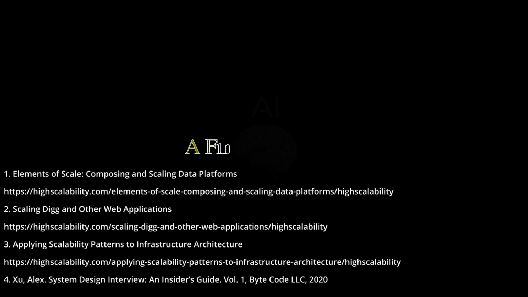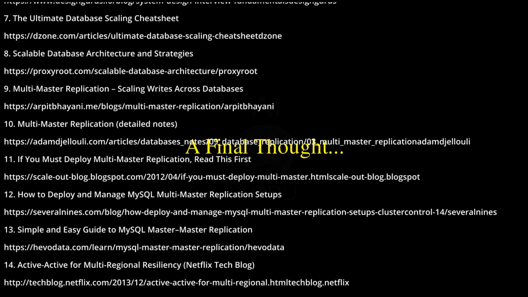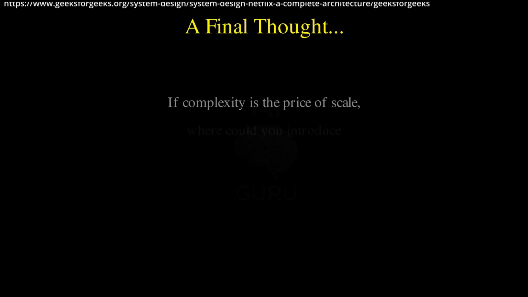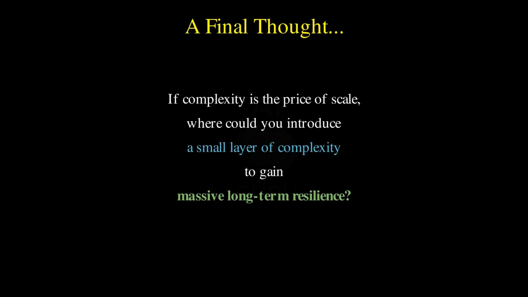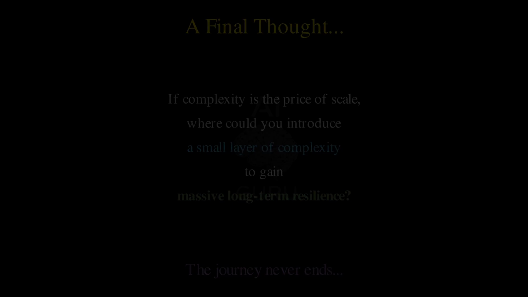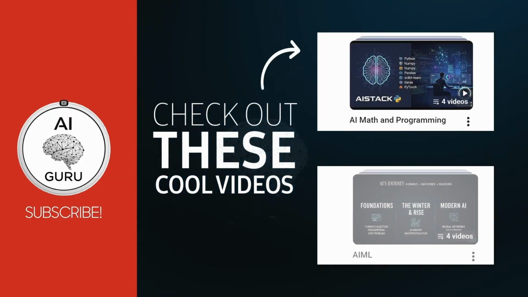So here's a final provocative thought for you to chew on. If complexity is the price of scale, where in your own life or your own work could you intentionally introduce a small, manageable layer of complexity, a little bit of decoupling, to gain massive long-term resilience? Something to think about until our next deep dive.